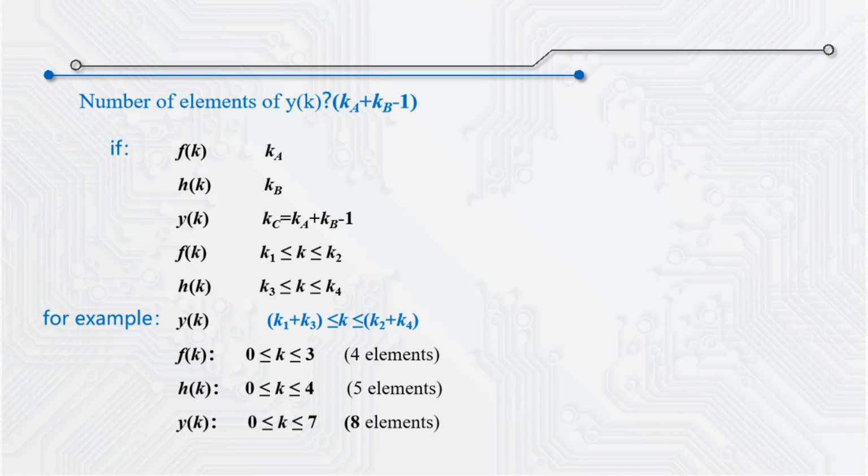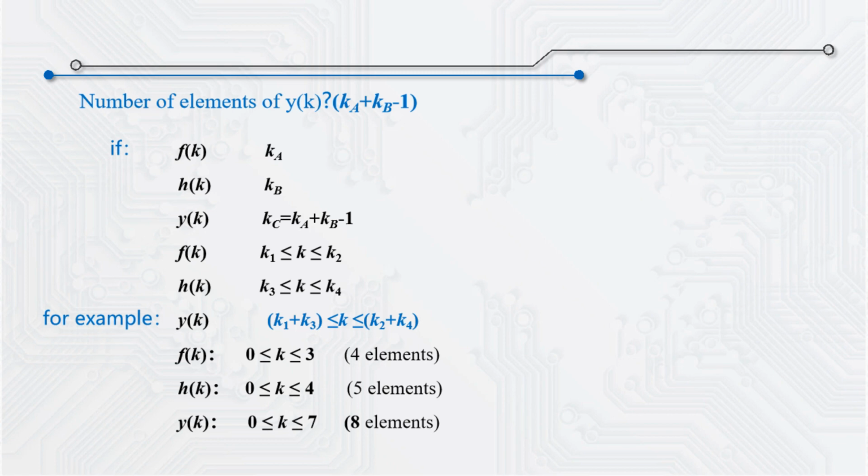So the question that needs to be analyzed is, what is the relationship between the number of elements in the new sequence after convolution sum and the original sequences? It usually satisfies such a relationship. For example, the number of f of k elements is Ka, and the number of h of k elements is Kb. What is the length of the result of the convolution sum? It is the sum of the elements of the two sequences minus 1.